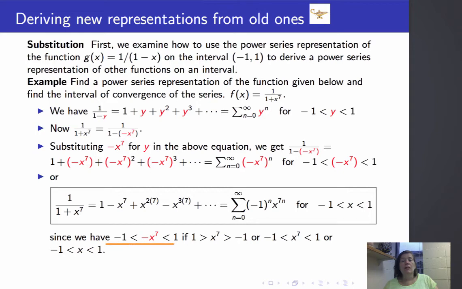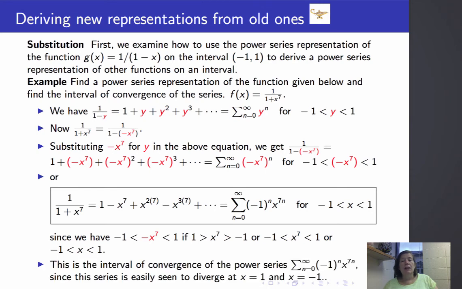The inequalities minus 1 less than minus x to the 7, which is less than 1, become 1 greater than x to the 7, which is greater than minus 1 when I multiply across by a minus, and that becomes minus 1 less than x to the 7, which is less than 1 when I just turn them around the other way. So saying that minus 1 is less than minus x to the 7, which is less than 1, is the same as saying that x is between minus 1 and 1.